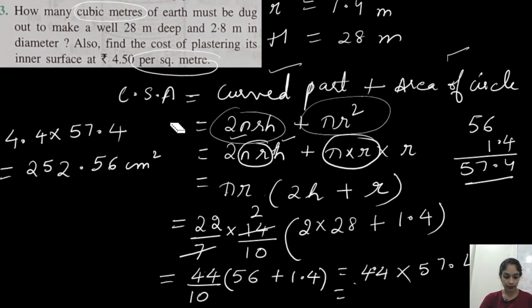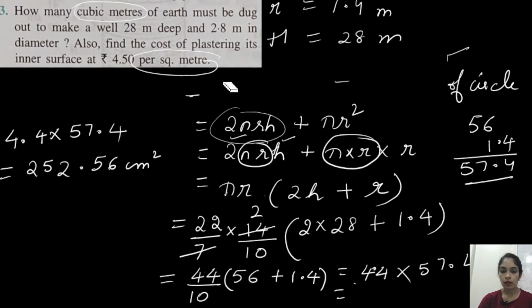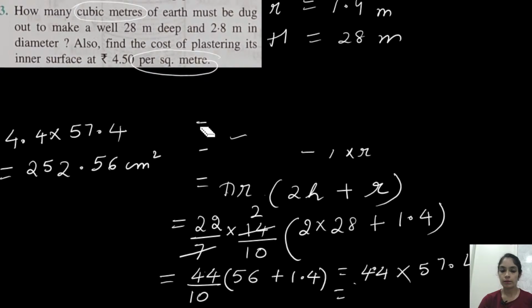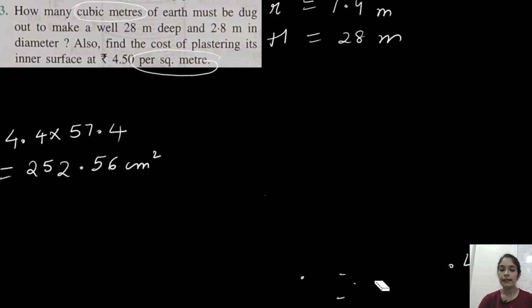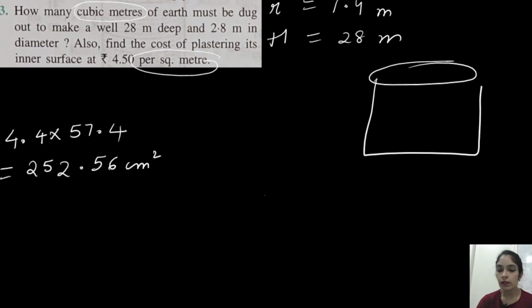I'm just going to clear this. The total area which we have to plaster, that I have found. But they are telling us to find the total cost. See, this is the cylinder whose total area is this. But the cost of 1 square meter is given to us. Suppose this is 1 square meter. Its cost is rupees 4.50.